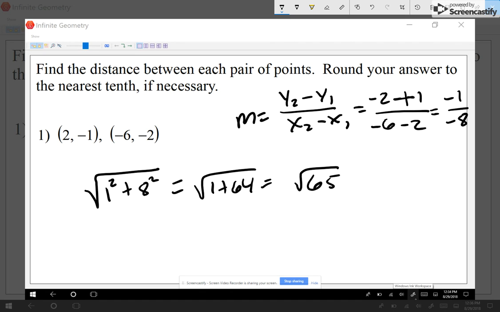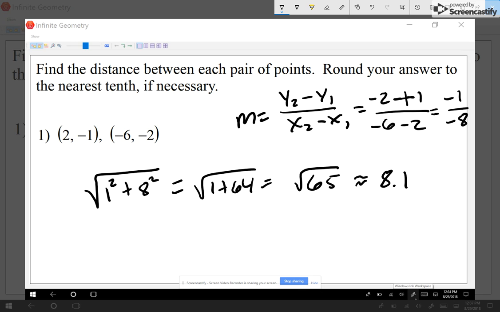The square root of 65. According to my calculator, I get 8.06225, whatever. I'm rounding that to the nearest tenth. So I'm going to say this is about 8.1.